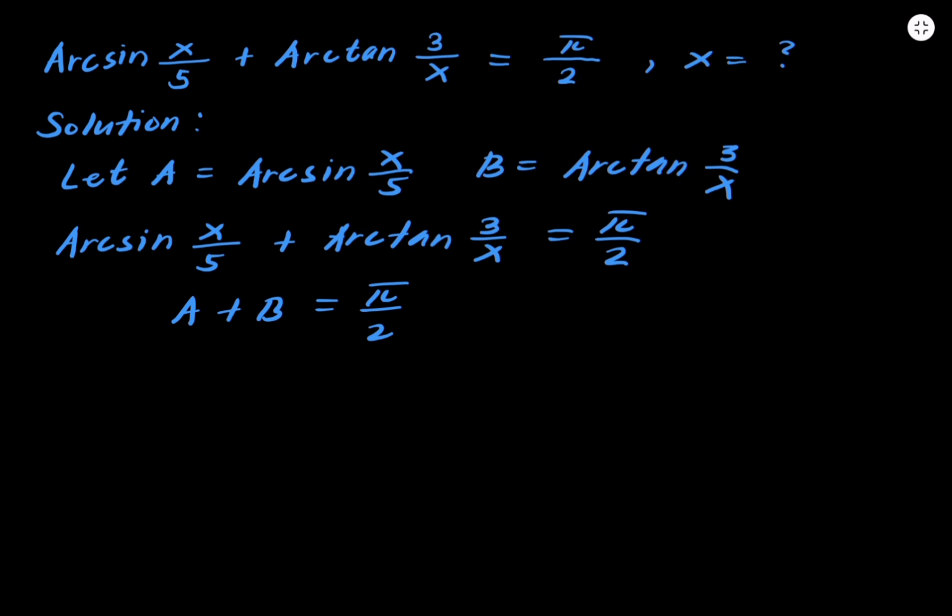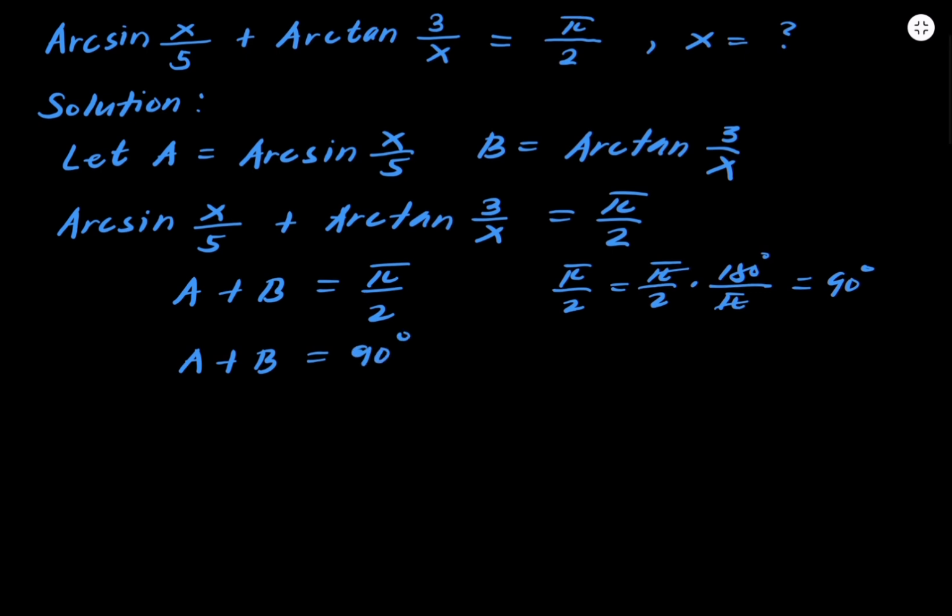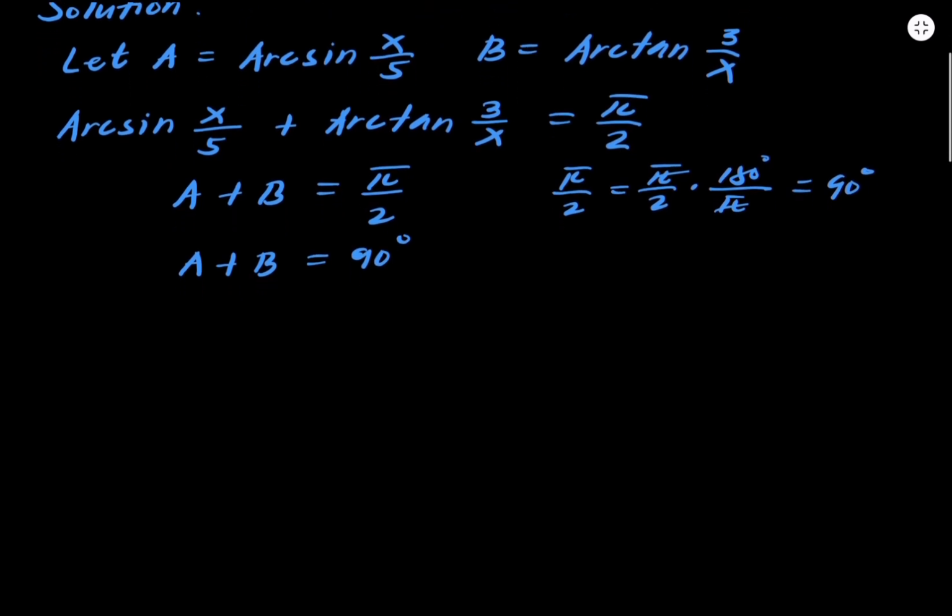Now, A and B are both angles, right? Because arc sine is an angle, arc tangent is an angle. Actually, pi over 2 is an angle in terms of radian. We know that pi over 2 is 90 degrees, right? Okay, let us convert this pi over 2 in degree form. This is 180 over 2, that is 90 degrees. Hence, A plus B must be equal to 90 degrees. Now, let us draw angles A and B for illustration.